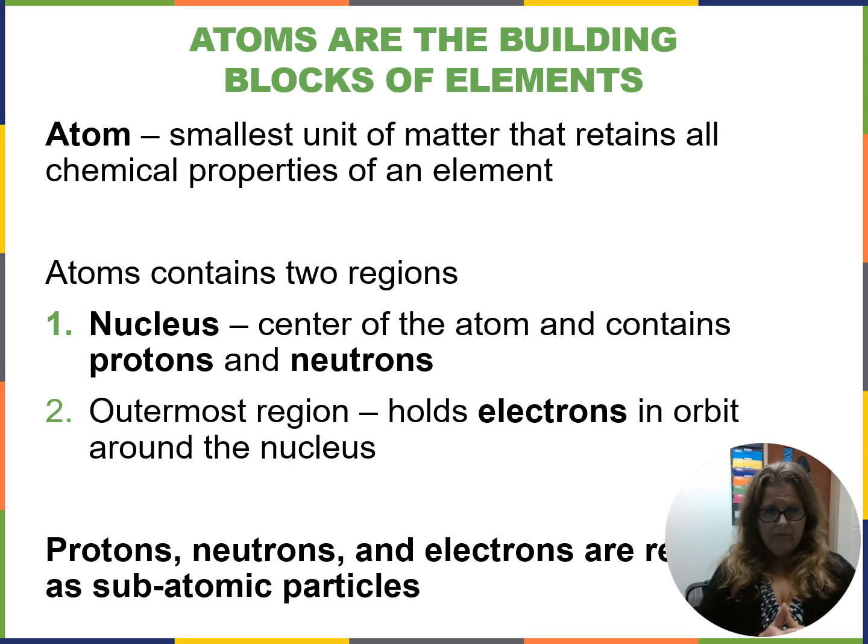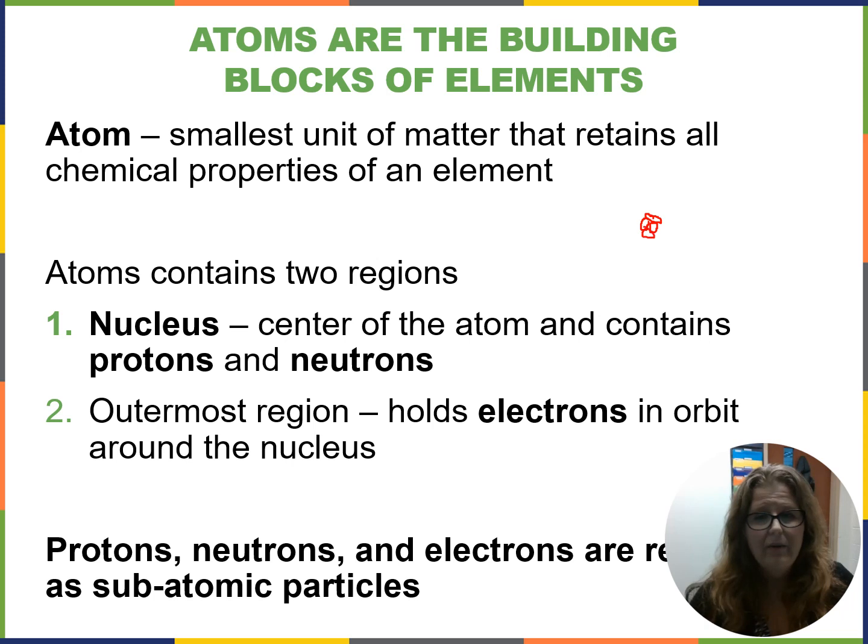So we already talked about elements a little bit. The smallest part of an element that retains all of the chemical properties of the element is an atom. We would consider that our smallest unit of matter. When we look at how an atom is made, you're going to have a nucleus that's going to be composed of protons and neutrons.